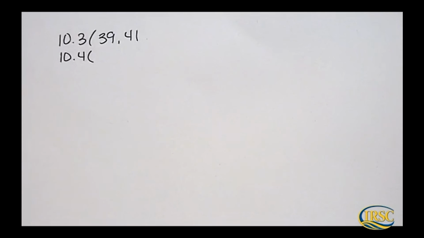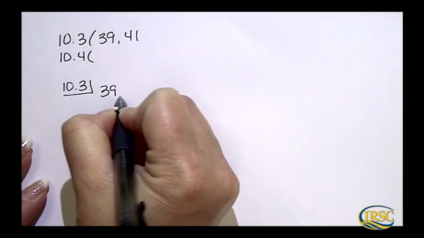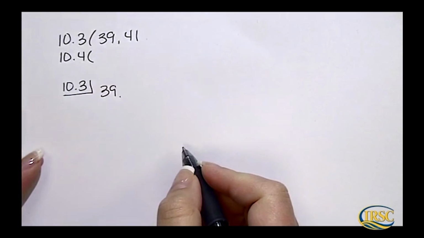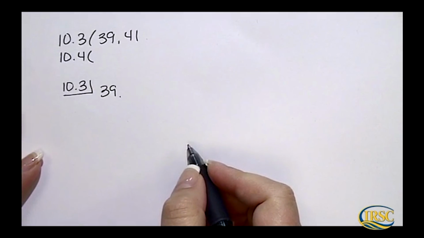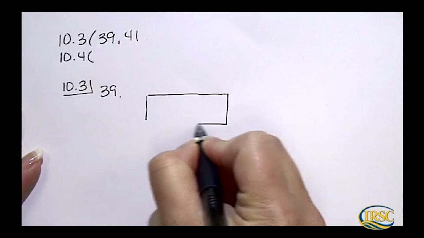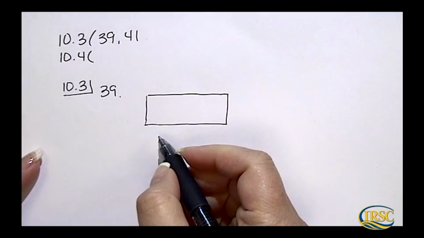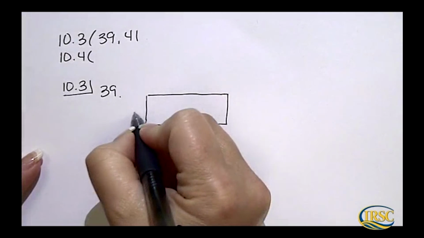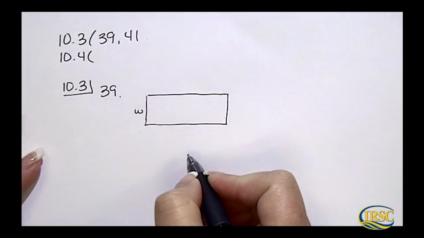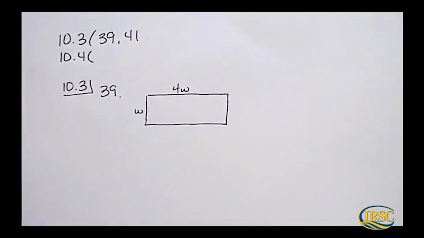Okay, so in 10.3, number 39, it says a rectangular field is 4 times as long as it is wide. So you have a rectangular field, and it says it's 4 times as long as it is wide. So if this is the width, then the length has to be represented by 4 times the width, right? So it's 4 times as long as it is wide.